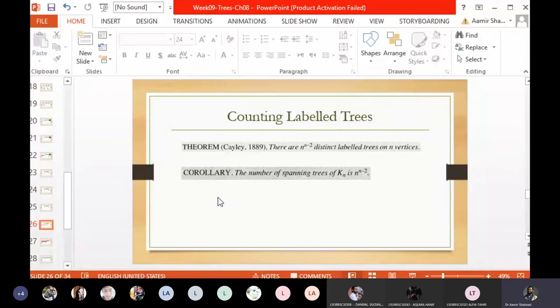So the number of spanning trees of Kn is n raised to power n minus 2. Kn is our complete graph on n nodes. N nodes ka complete graph, tamam possible edges are there. Spanning tree, wo tree jo tamam nodes ko cover kar rahe hain. So kitne spanning tree honge? It means we are going to see all possible trees on n nodes. So according to Cayley's theorem, we will have n raised to power n minus 2 spanning trees for complete graph.